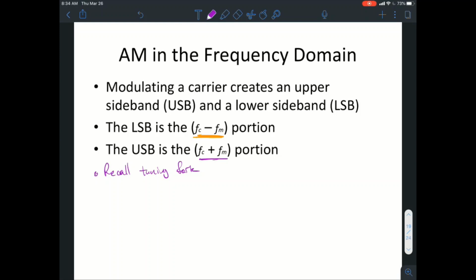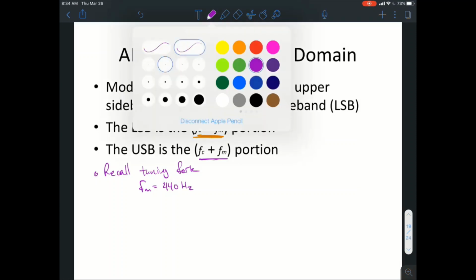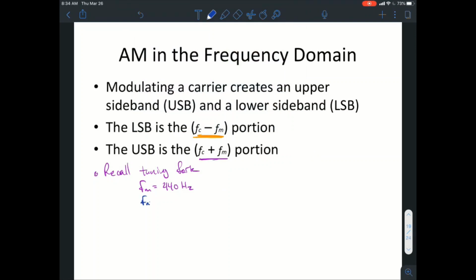And then if we go ahead and recall our example, the tuning fork example, where we had F sub m equaled 440 hertz, and we had F sub c equaled 5,000 hertz. Then if we were to try and make the frequency plot for that, we're going to end up with something that looks similar to this. And right here we're going to do frequency, but we're going to put that in kilohertz. It's just going to be easier with that 5,000.